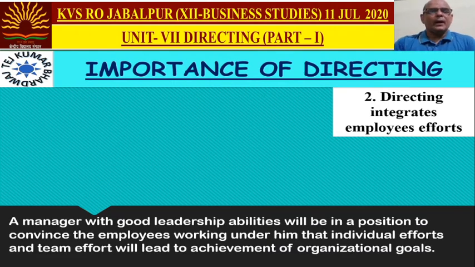So a manager with good leadership abilities will be in a position to convince the employees working under him that individual efforts and team efforts will lead to achievement of organizational goals. I remember Bapu, Rashtrapita Mahatma Gandhi ji. He started the Dandi March and he didn't ask anyone to follow him. But he started. But it was the power of his leadership skills that thousands of people followed him. And the Dandi March was a big success.